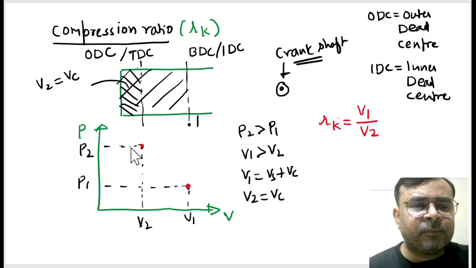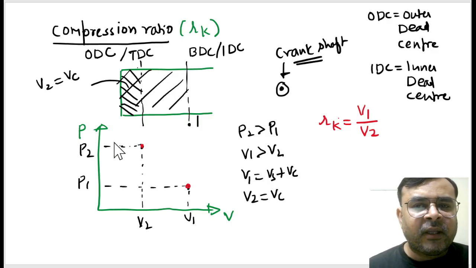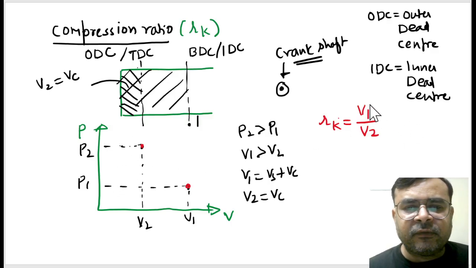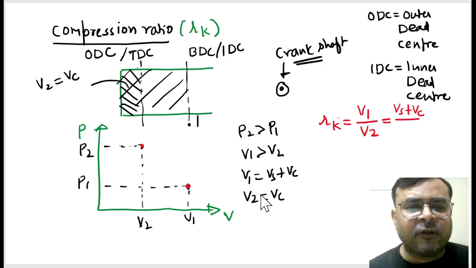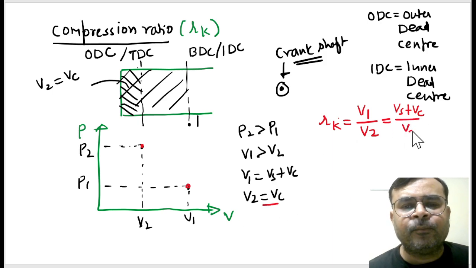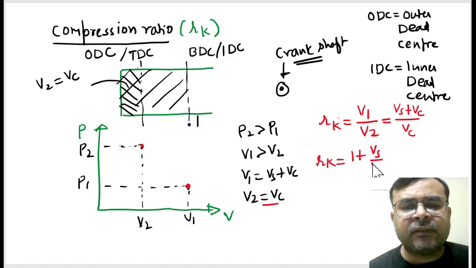And when your piston is positioned at the TDC, or you can say ODC, then this is called V2. So this ratio V1 by V2 is called the compression ratio, and V1 can also be written as Vs plus Vc, and instead of V2 we can write Vc. So the compression ratio can also be represented by the ratio (Vs plus Vc) over Vc, that is 1 plus Vs by Vc.